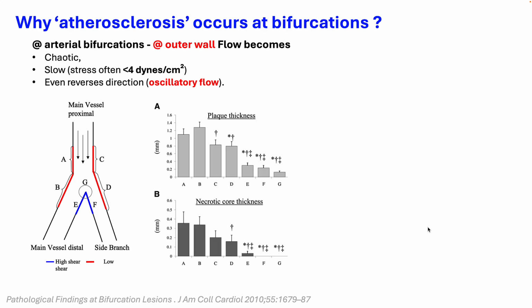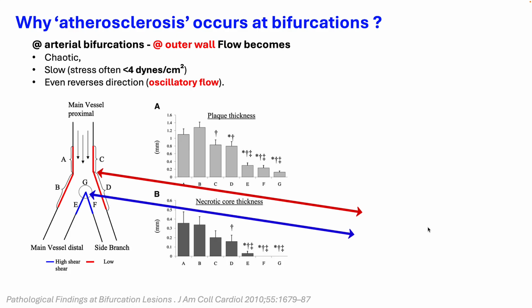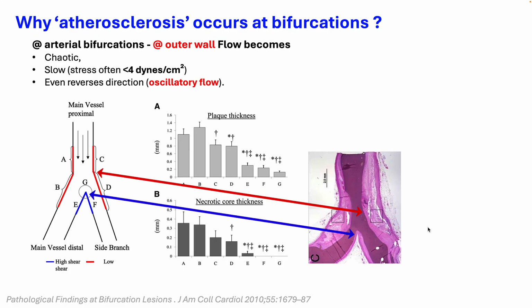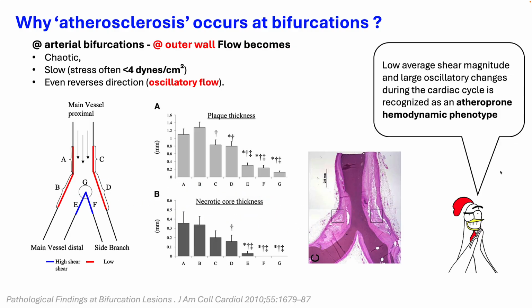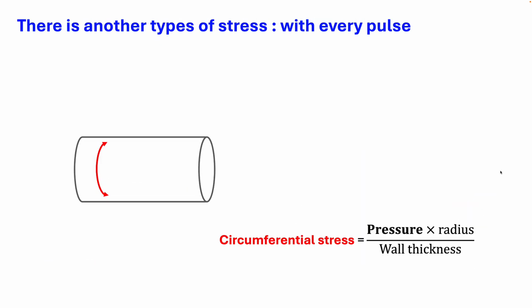The cranial area, however, has high shear forces. In this study, they looked at the plaque thickness and necrotic core thickness, and you can see that plaque thickness and necrotic cores are much larger in low shear oscillatory areas. So low average shear magnitude and large oscillatory changes during the cardiac cycle is recognized as atheroprone hemodynamic phenotype.